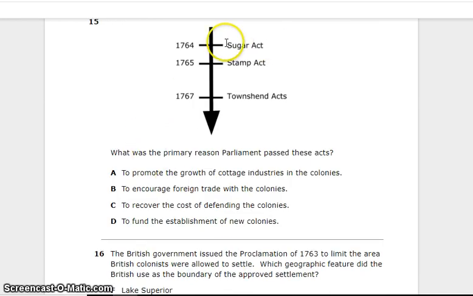15. 1764 Sugar Act, 1765 Stamp Act, 1767 Townshend Act. What was the primary reason Parliament passed these acts? A. To promote the growth of the cottage industry in the colonies. B. To encourage foreign trade with the colonies. C. To recover the cost of defending the colonies. D. To fund the establishment of new colonies.